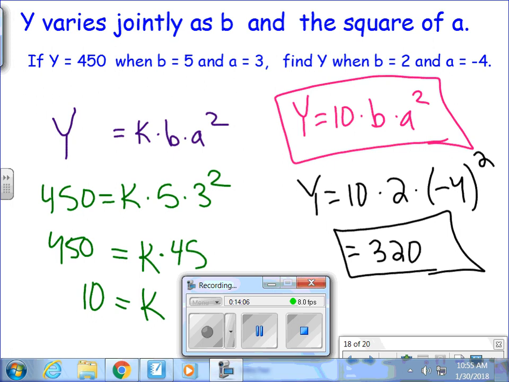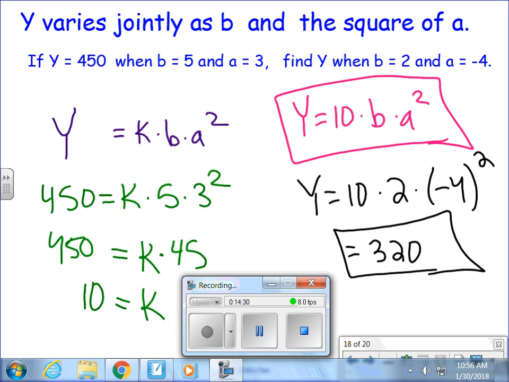Okay, the answer just appeared on the board, but let's raise our hand as we check our steps. Step 1 is blue. How did that go, understanding what jointly meant? And did you remember to square the A? Everybody good? Raise your hand if you got step 1. Step 2 is green, so you used the 450, the 5, and 3, end up solving and got 10. So who got 10 as a constant?